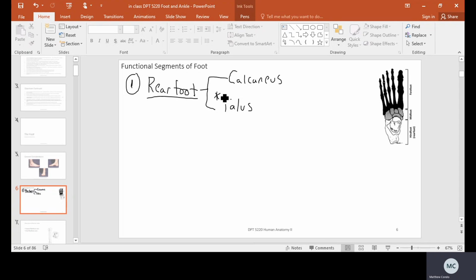And I'm going to put a little star next to this talus, because this talus, as we're going to see, really and truly is going to be the key to the ankle and key to the foot. That talus, as I've mentioned a couple times in the past, is not going to have a single muscle that attaches to it. There are 0 muscles that attach to the talus.